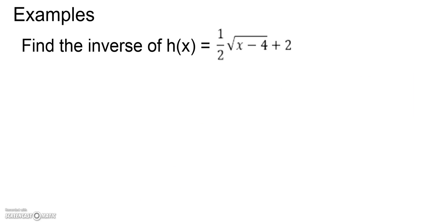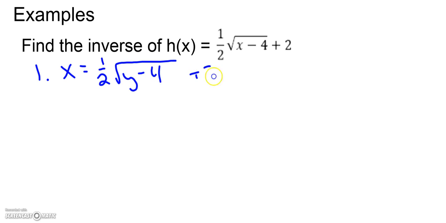Alright, next one. This one's really complex, but we're just going to take it one step at a time. So we're going to find the inverse of h of x, which is equal to 1/2 square root of x minus 4 plus 2. So our first step is to change it to x equals. So I have x equals 1/2 square root of y minus 4 plus 2 on the outside.